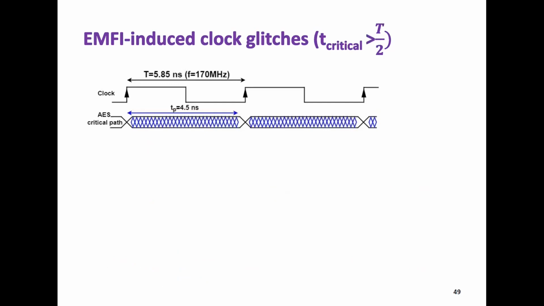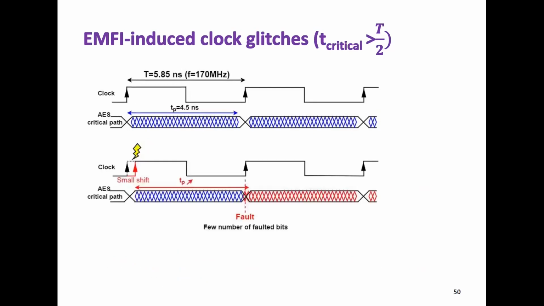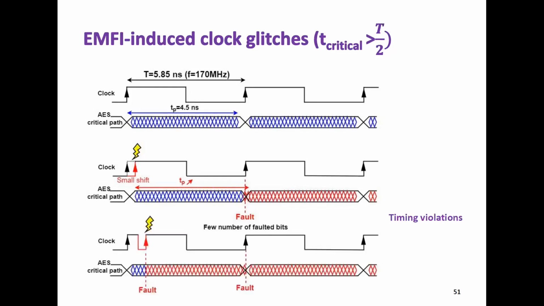What happens when T critical is greater than T/2? For a clock frequency of 170 megahertz, when we get EM injection time corresponding to after the clock rising edge, we get only a small shift of the curve with the edge. In combination with the EM disturbance coupling with the power distribution network, the critical path is decreased. That's why we obtain a small number of faulted bits. But when the EM injection time is increased, a fault is obtained with the combination of these two mechanisms.